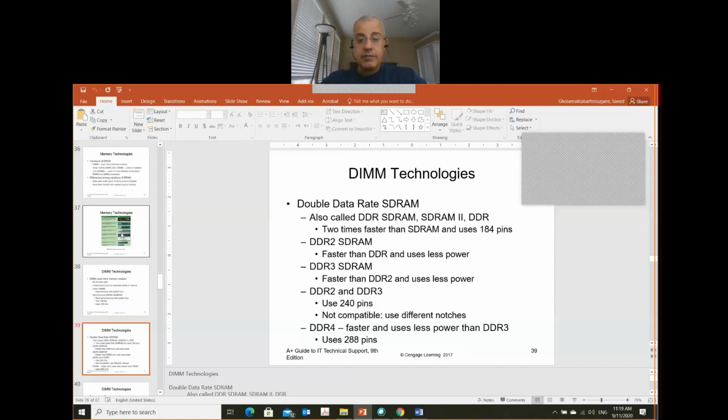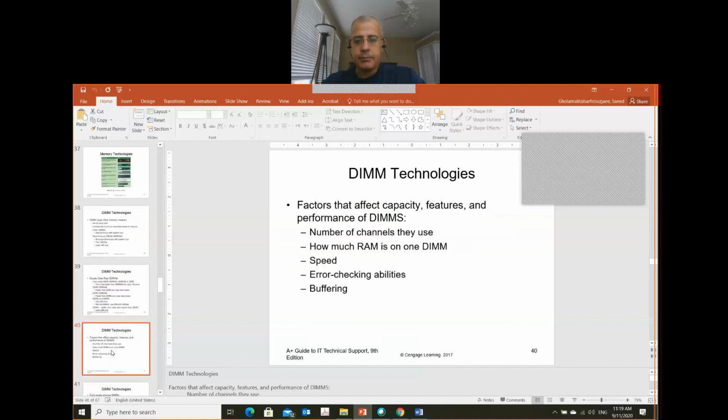DIMM technologies, they double the data rate of a SDRAM. We have 4 versions: regular DDR, DDR2, DDR3, and DDR4. DDR4 is the fastest type of RAM which is currently available. So the factors that affect the capacity, feature, and performance of DIMMs are number of channels they use and how much RAM is on the DIMM, speed, error checking ability, and also their buffering.